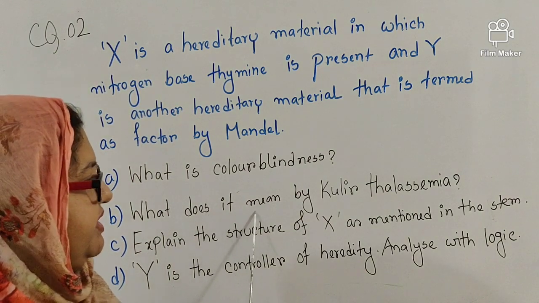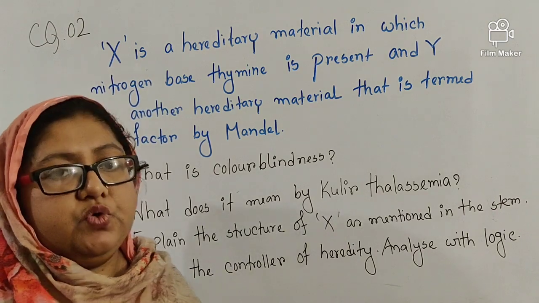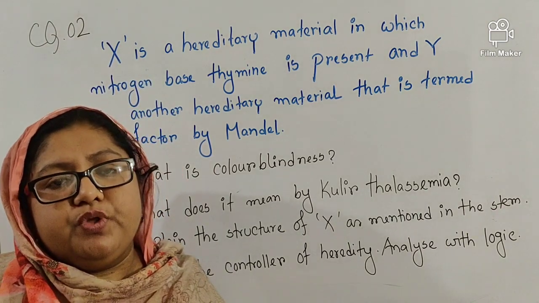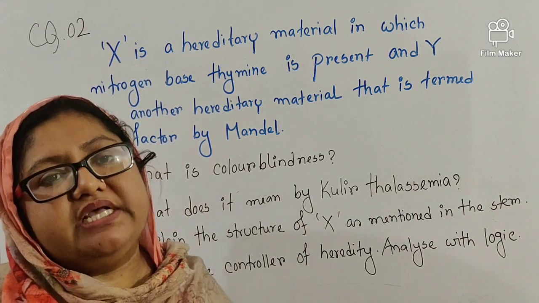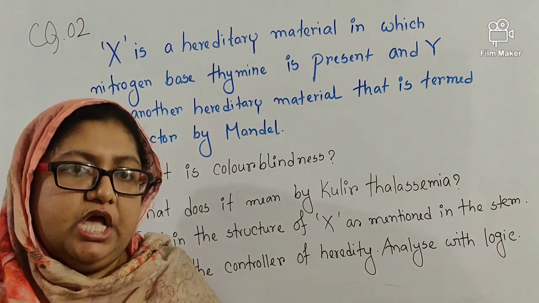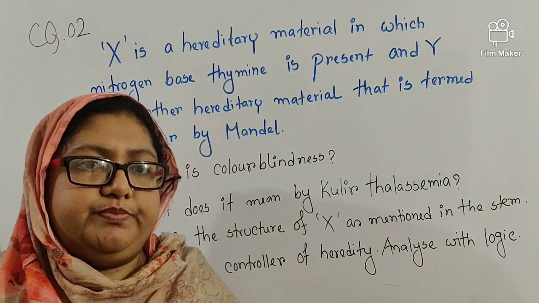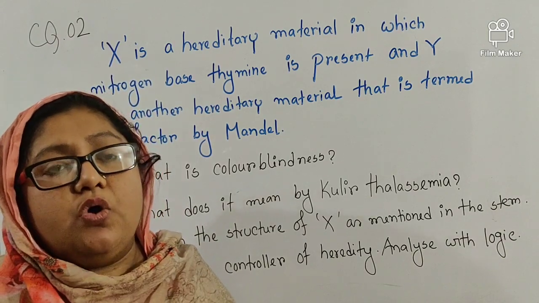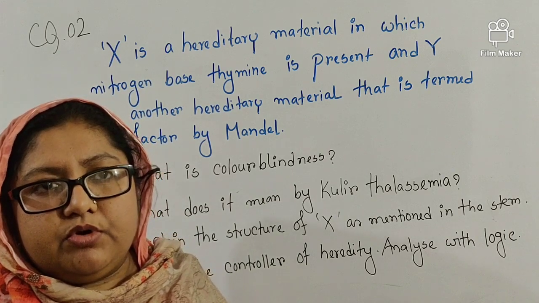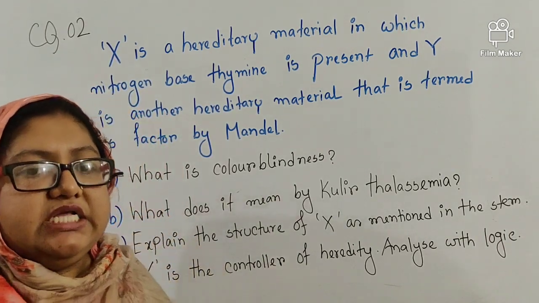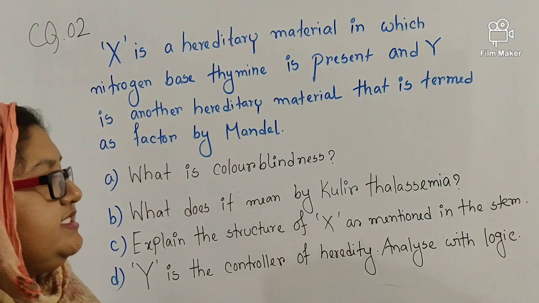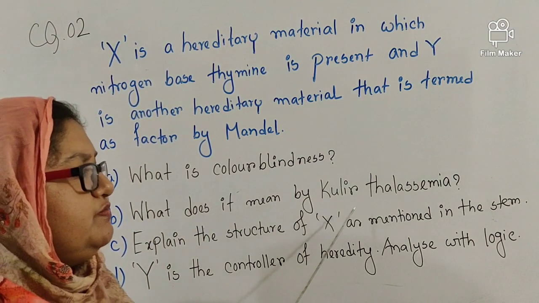Second point, question number B. What does it mean by polythalassemia? You know, what is thalassemia? Thalassemia is a disease in which the red blood cells become disintegrated. This is also a hereditary disease and occurs due to different defects in hereditary material, such as defects in the genes.